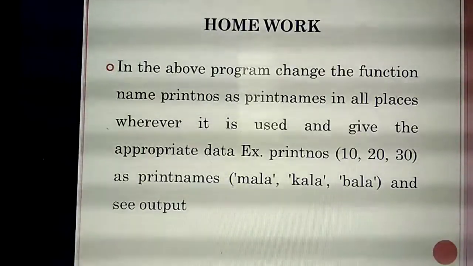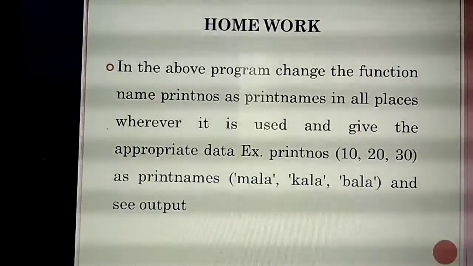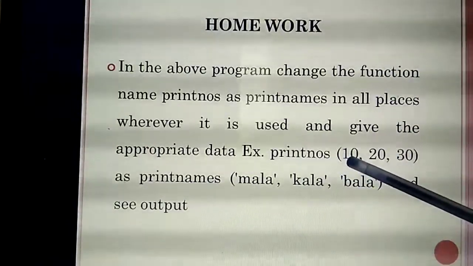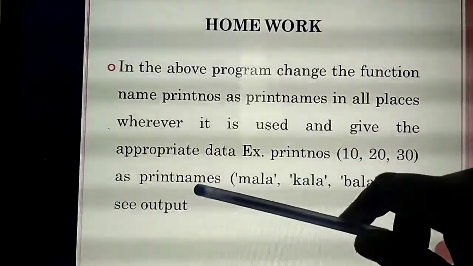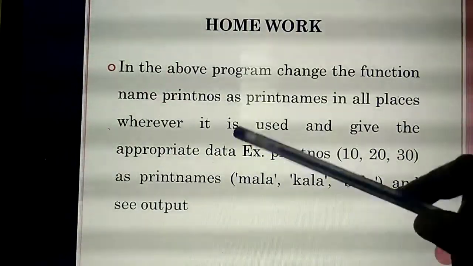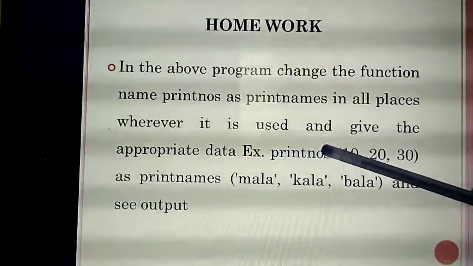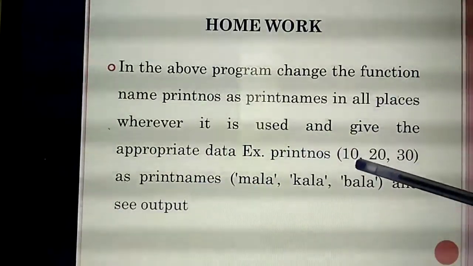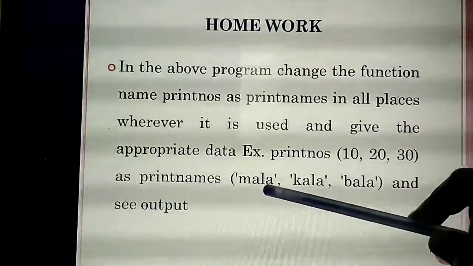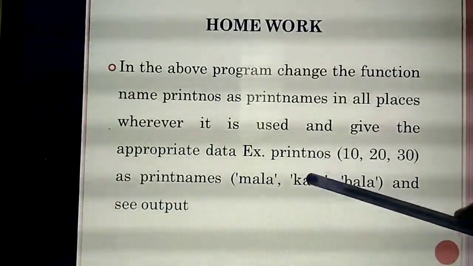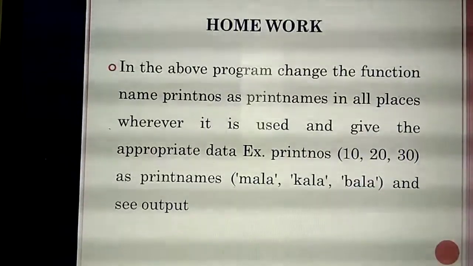So today, what's the homework? Today you need to write one program. Listen, the same program that I explained at the last, no? In the place of print numbers, you need to give the name print name. Understand what name you need to give? In the place of print numbers in the program, you need to give print name. In the place of numbers, you need to give 3 values. In your book also, they have given the same assignment: Mala, Kala and Bala. Okay, and also you need to write the output.